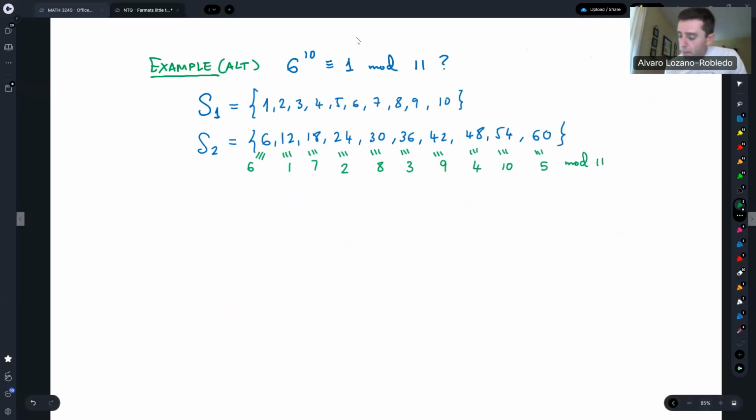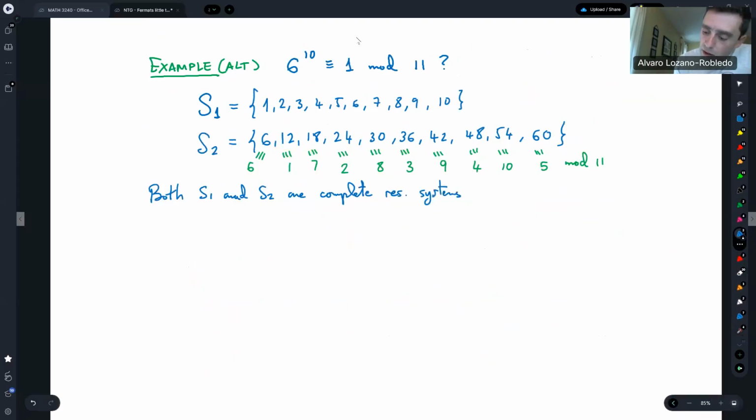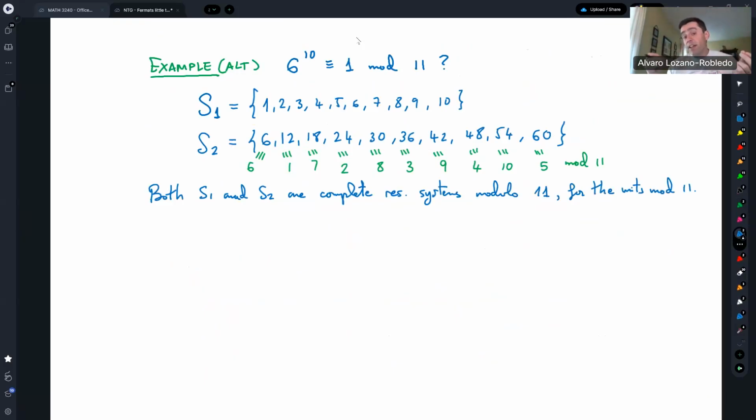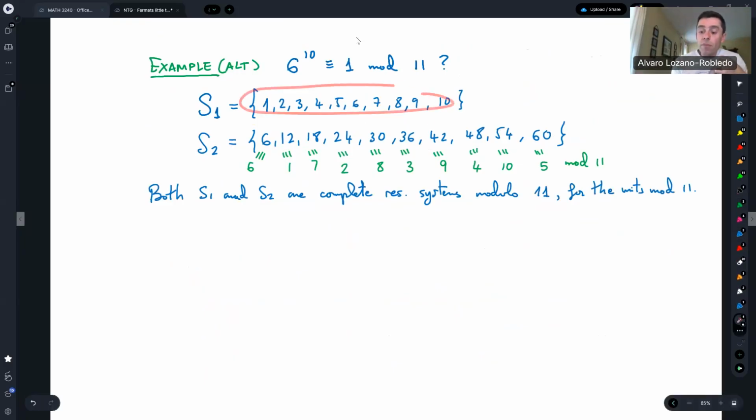Modulo 11. And now the key is to see that I have 1, 2, 3, 4, 5, 6, 7, 8, 9, and 10 modulo 11. So this is another complete set of residues. So both S1 and S2 are complete residue systems modulo 11. And remember, that means that it's a set of 10 numbers that represent every class. Actually, I don't have the 0 here, for the units. So for every unit, there is a number in this set that represents that unit modulo 11. And that is true both for S1, clearly, but also for S2.